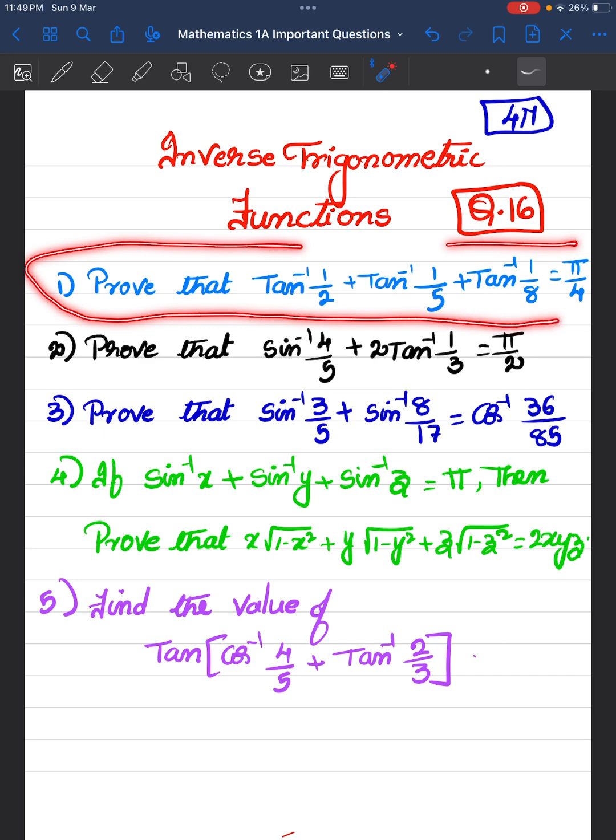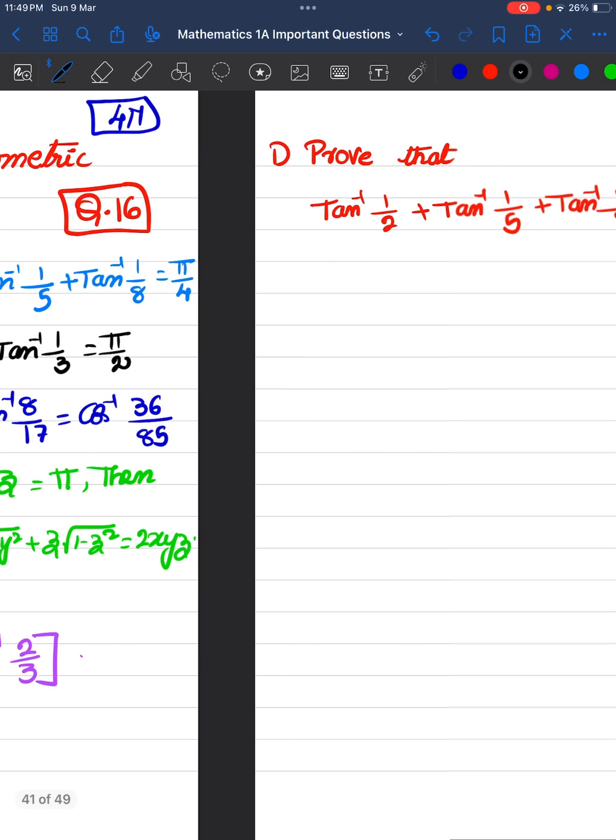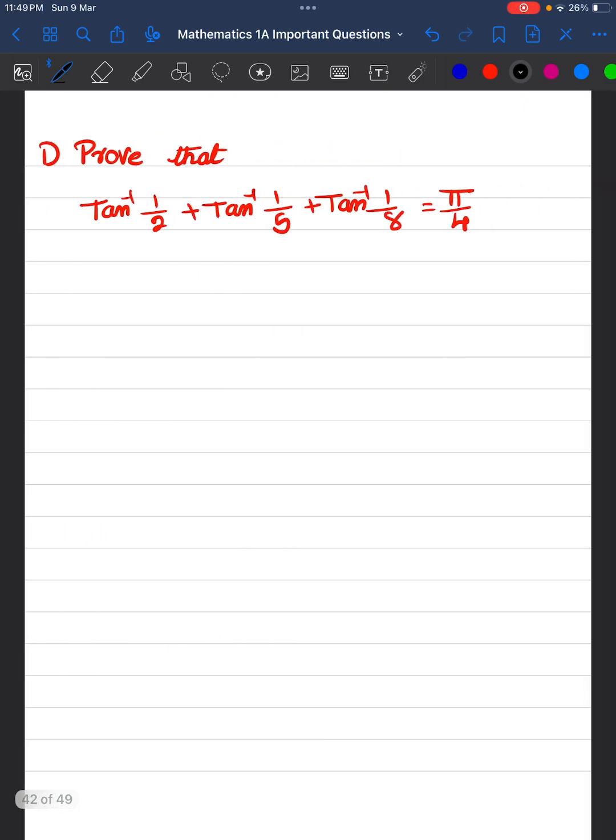Prove that tan inverse 1 by 2 plus tan inverse 1 by 5 plus tan inverse 1 by 8 is equal to pi by 4. This is my question which I am choosing now. So here I have taken the question: prove that tan inverse 1 by 2 plus tan inverse 1 by 5 plus tan inverse 1 by 8 is equal to pi by 4.